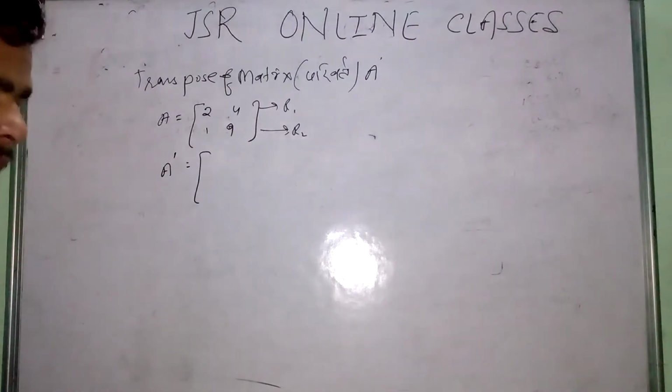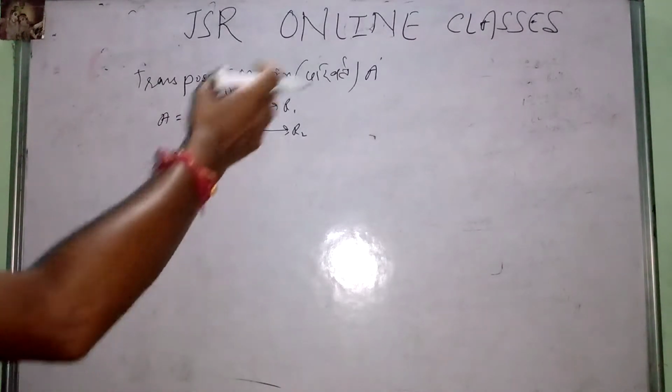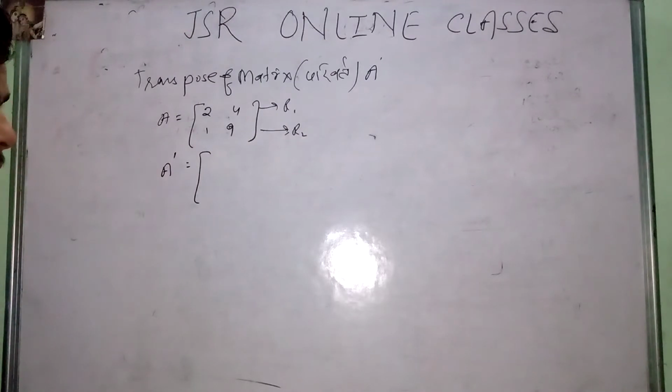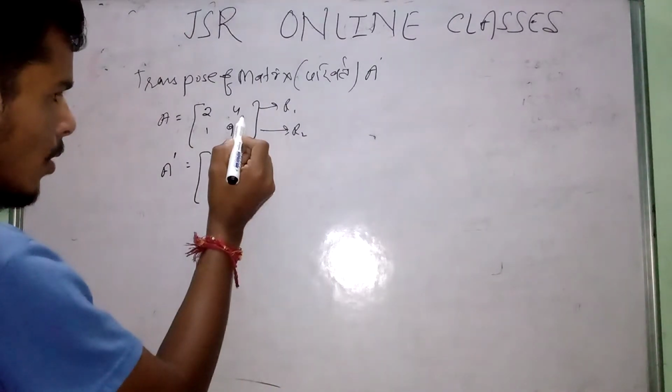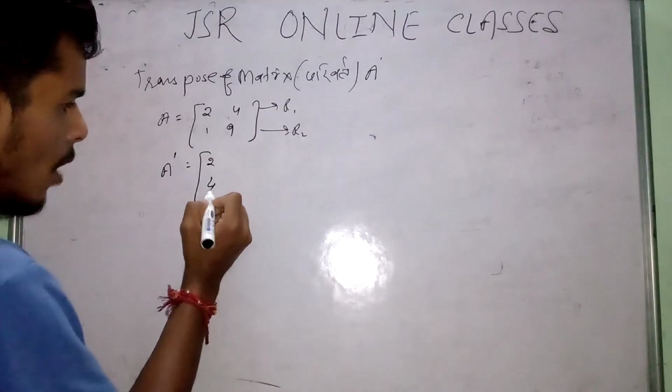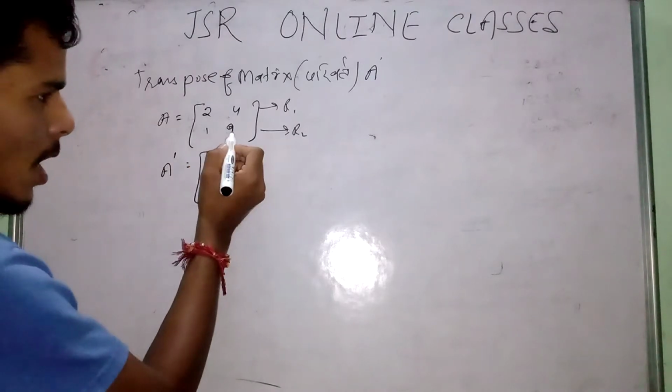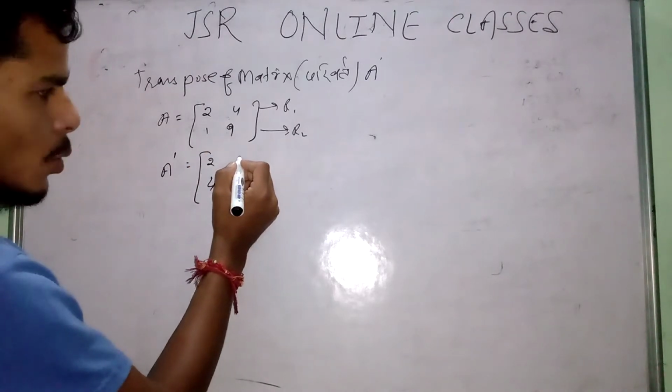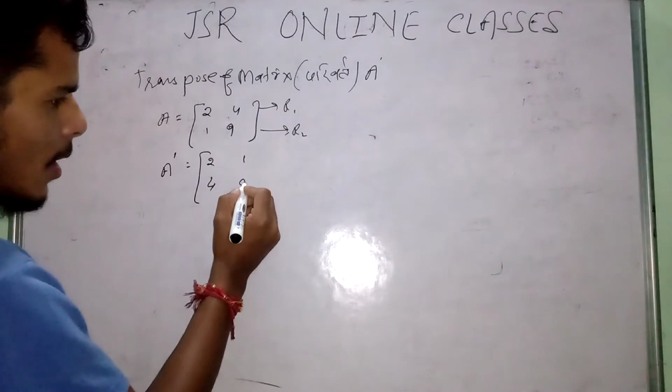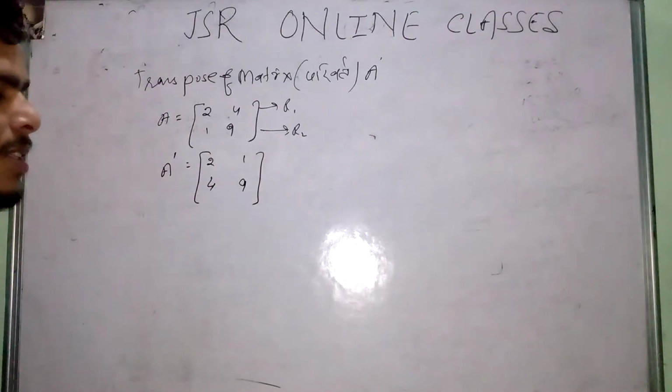When we find the transpose of A, then row 1 will become C1 and C1 will become row 1. Means row 1 replaces C1 and C1 replaces R1. So this is our row R1. This will become our column C1. This is R2. This will become C2. 1 and 9. This is the transpose of the matrix.